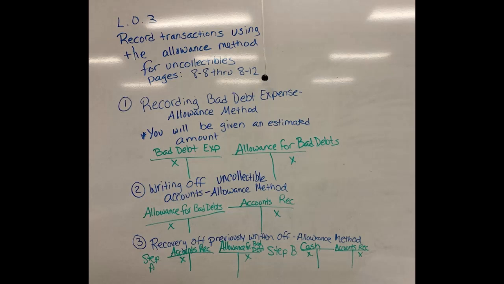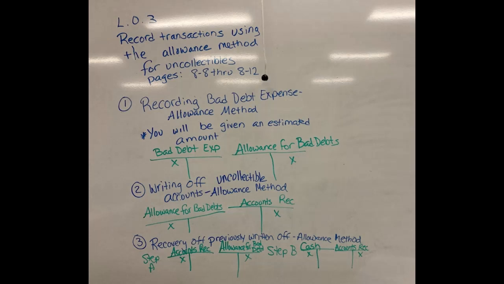The last one in this section is to recover payment for an account we already wrote off using the allowance method. So what do we need to do? We need to rebook that transaction that we just did in step 2. So we're going to reverse it by debiting the allowance for bad debts and crediting accounts receivable. So that's the one we need to reverse. So we're going to go ahead and debit the accounts receivable to put it back on the books, and we're going to credit the allowance for bad debts.